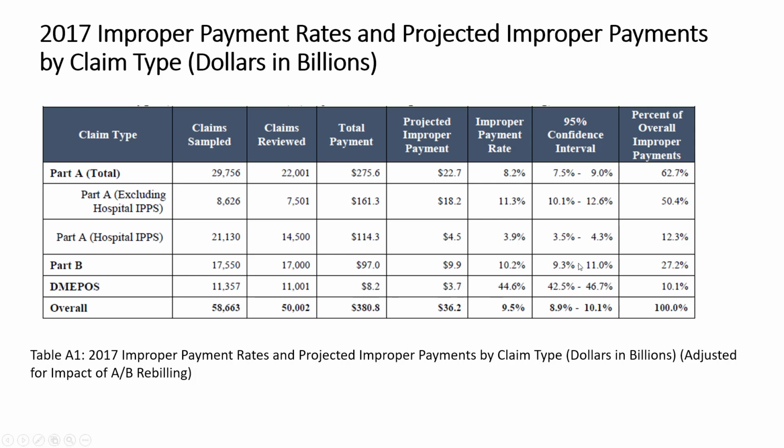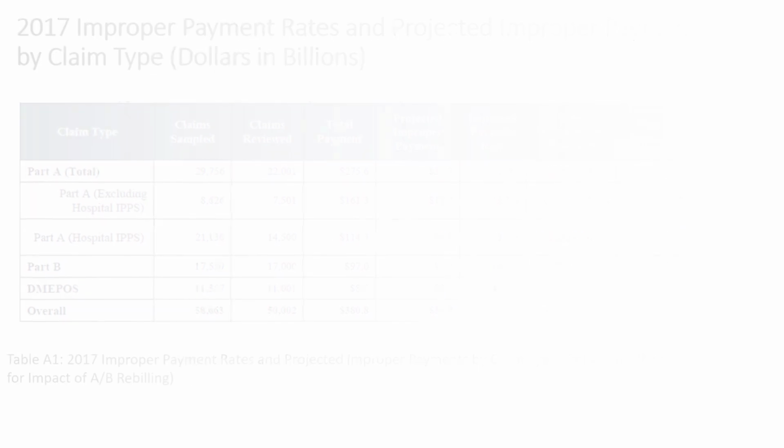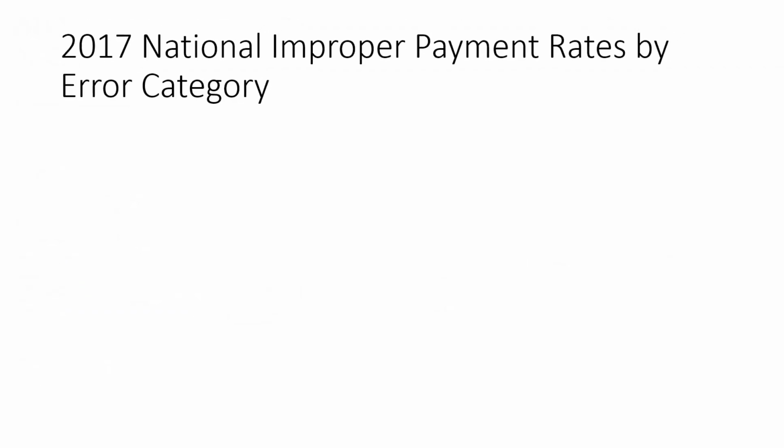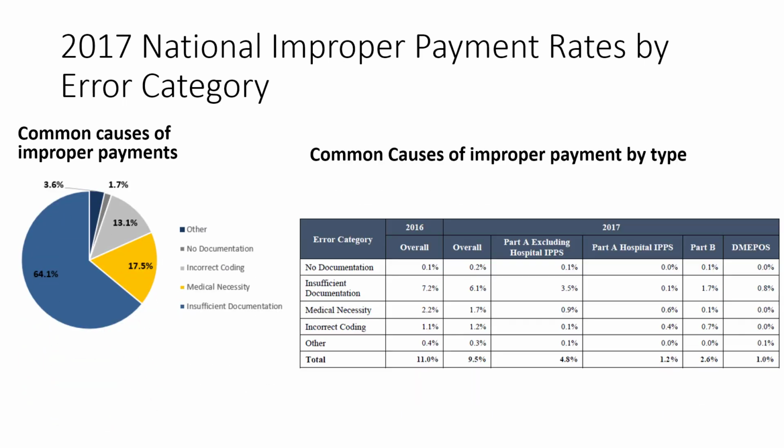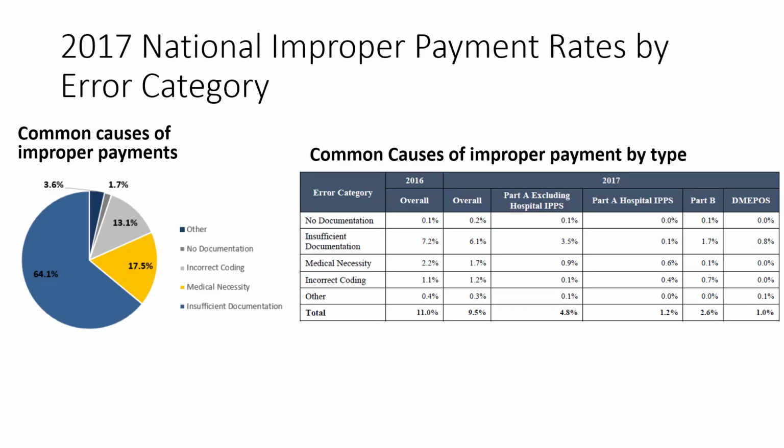So what this is doing is giving you an idea of what the improper payment rate looks like, and then CMS uses this to determine what the overpayment dollar amounts might be based on the total dollars that were paid. They also break down improper payment rates by error category. For example, this is a pie chart, and here's a table that supports it. It tells you that no documentation was a certain percentage.